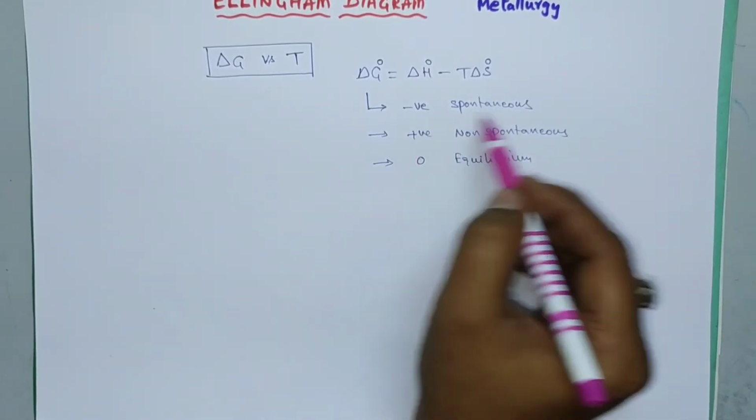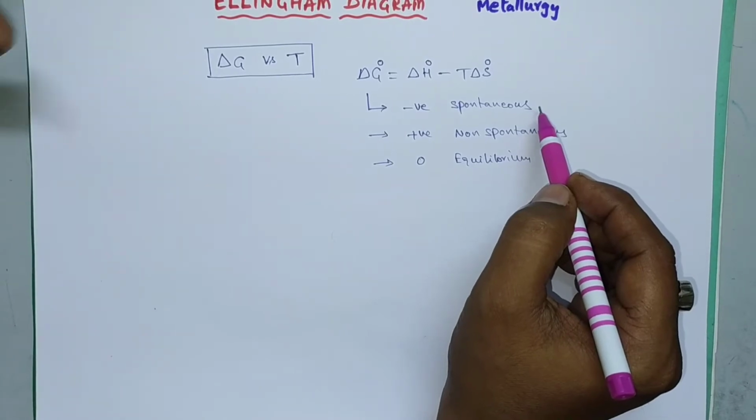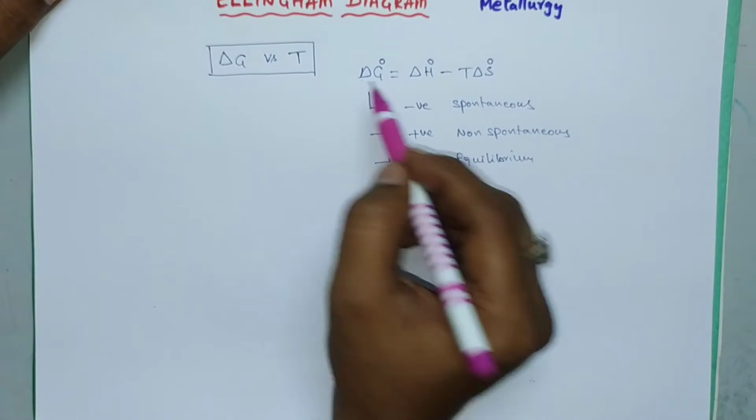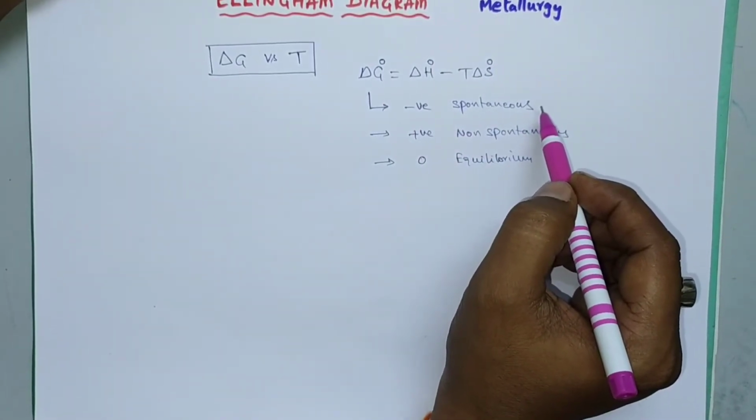Depending upon the delta G naught value, we can check whether the given reaction is spontaneous or not. Spontaneous means feasible. That means the reaction is supposed to occur. So here we have to consider the change in Gibbs free energy. If the Gibbs free energy is negative, then the reaction is said to be spontaneous.